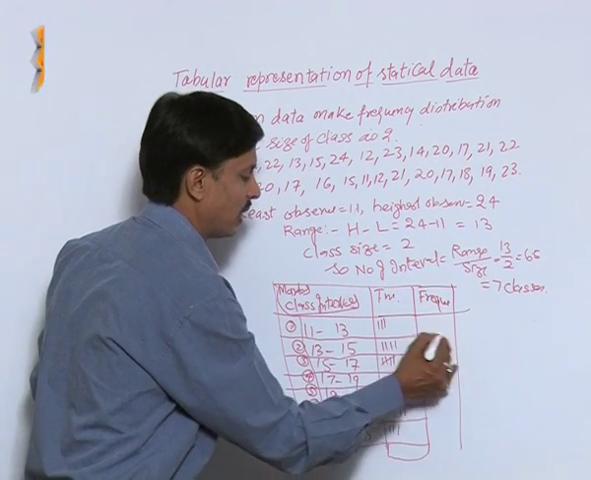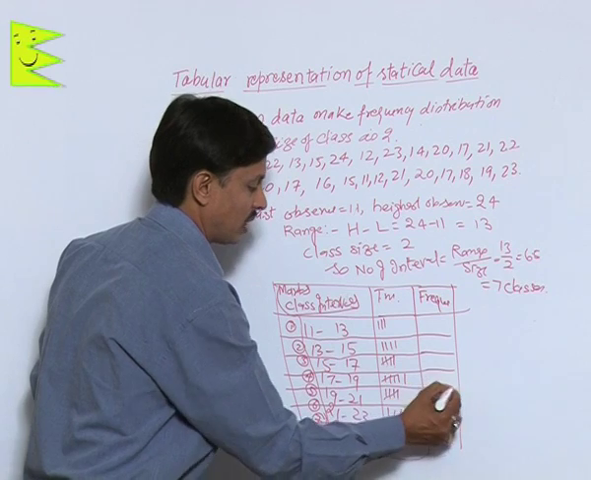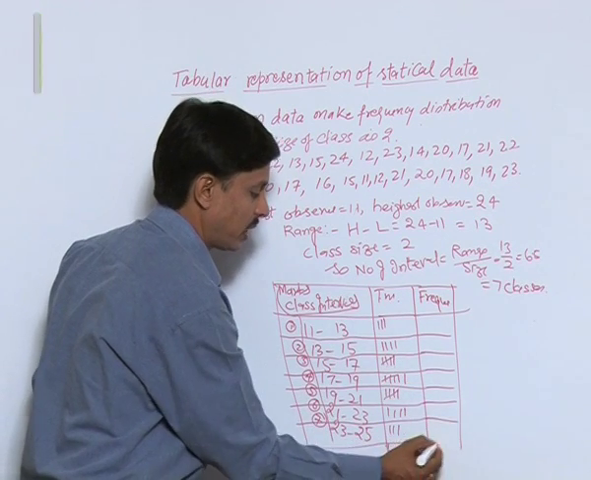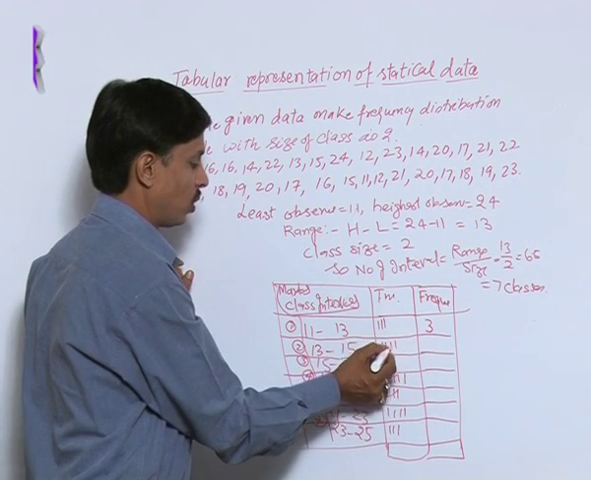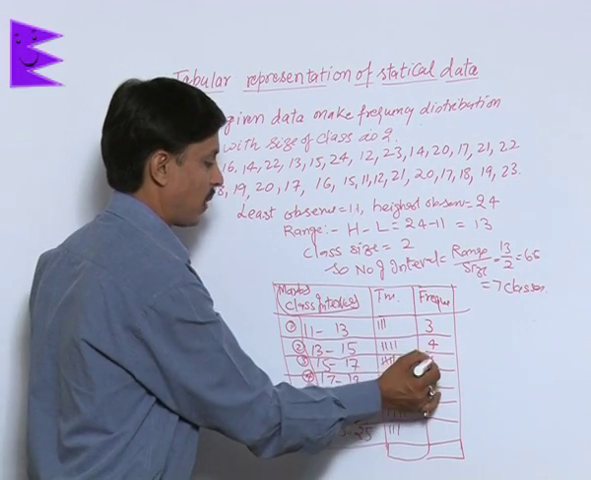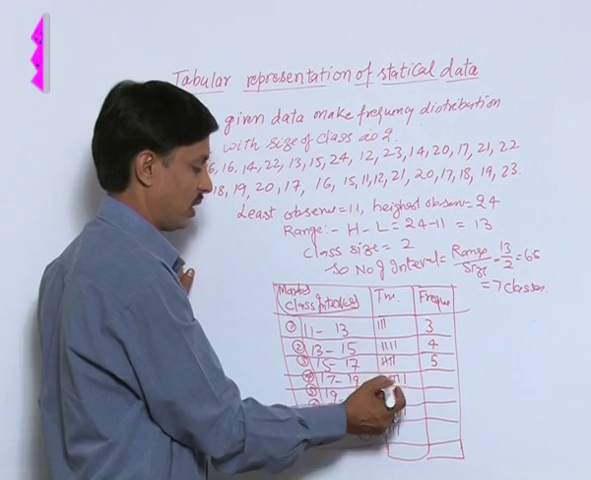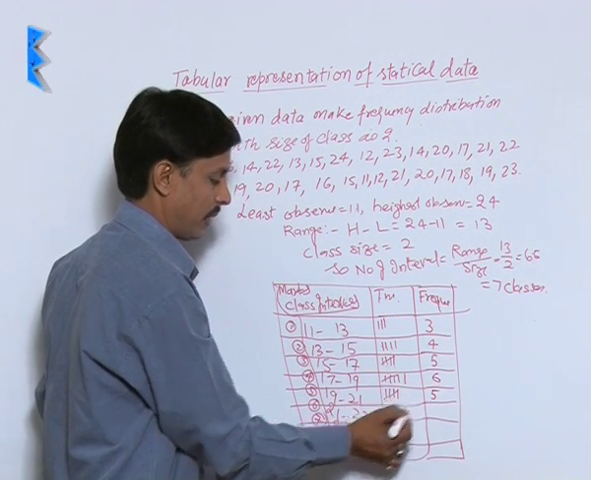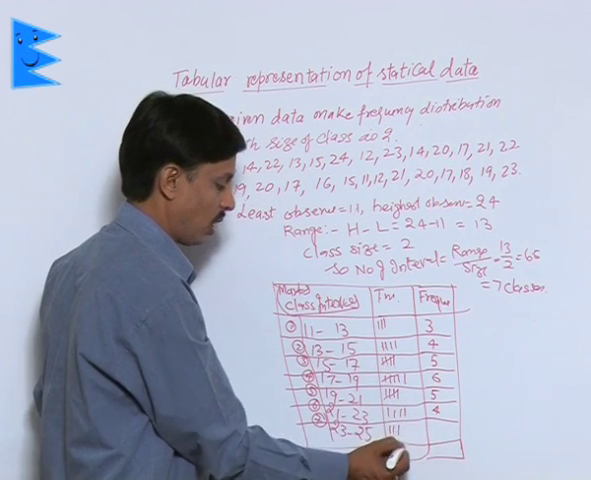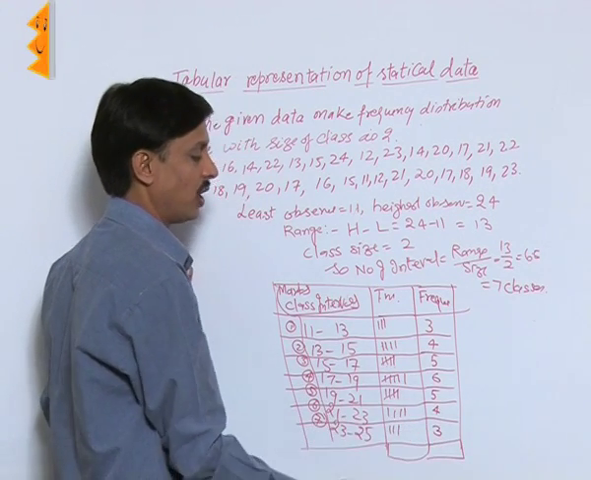How will we make the frequency? Frequency is just an ordinary count of all these. This is 1, 2, 3. This is 1, 2, 3, 4. This is 5 because 4 direct and 1 this. These are 5 plus 1, 6. These are 5, 4 plus 1, 5. These are 4 and these are 3.